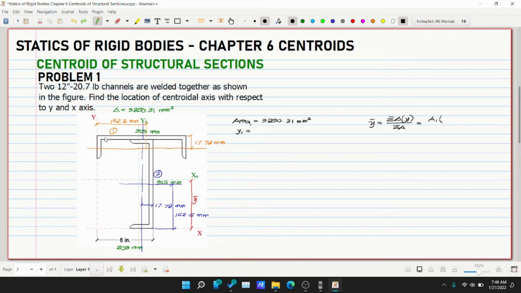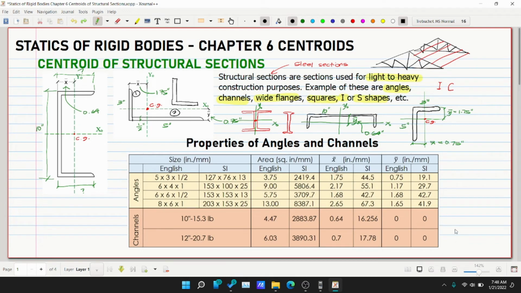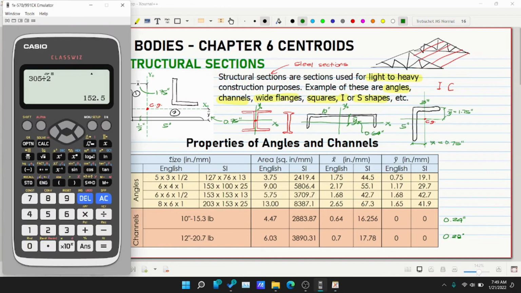So, ilan ba ang total height? Ang total height natin is 305 plus yung thickness nito. Nakalimutan pa natin isama yung thickness dito. Anyway, sige, ilagay na rin natin. Ang thickness ng 10 inches is 0.24 inch and this is 0.28 inch. Then, convert natin into millimeters. So, 0.24, okay, 6.1.